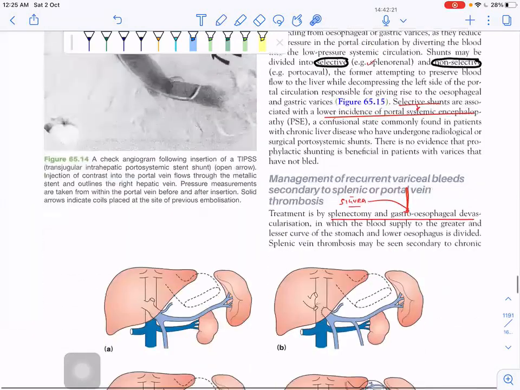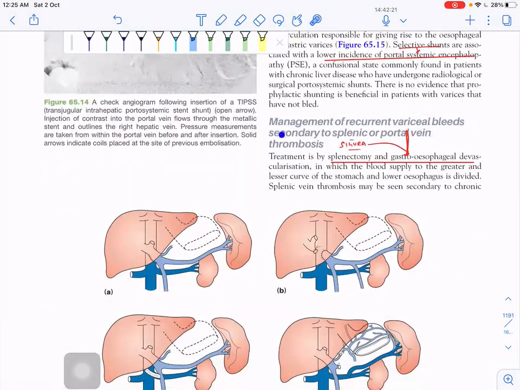They will ask what is the management of recurrent variceal bleed secondary to splenic or portal vein thrombosis. Management of recurrent variceal bleed, not a single one, secondary to splenic or portal vein thrombosis: you have to go for splenectomy and gastroesophageal devascularization. That is your Sugiura procedure.